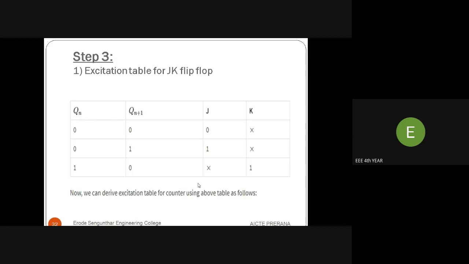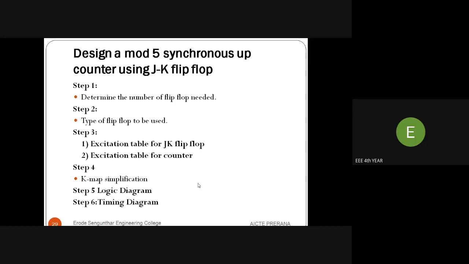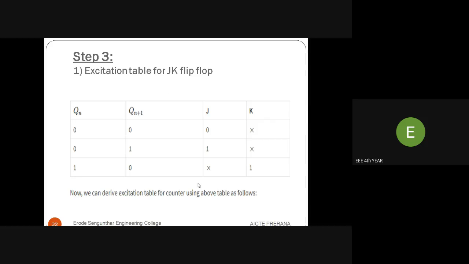Okay, next, step 3: determine the excitation table for the JK flip-flop, and also determine the excitation table of the particular counter. See, this is the excitation table for the JK flip-flop. For present state Qn value 0, next state value 0, so 0 0, what is the value of JK? For 0 1, what is the value of JK? For 1 0, what is the value of JK? So it is 0x, 1x, and x1. Now we can derive the excitation table for the counter using the above excitation table for the JK type flip-flop.